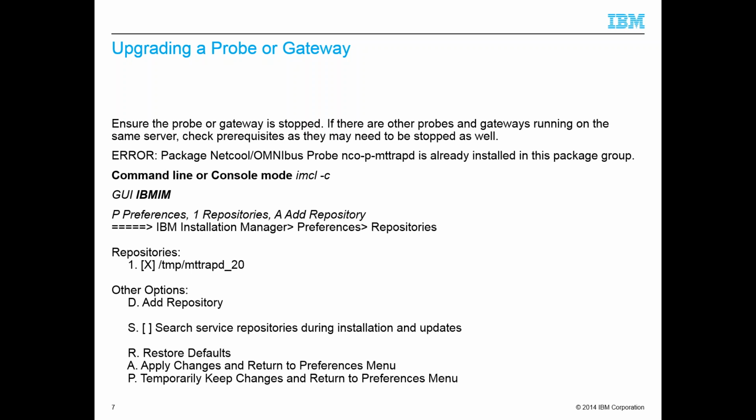And I wanted to point out that under repositories, if you don't have internet access, it's always a good idea to uncheck the S option. So the S option is Search Service Repositories during installation and updates. And what that means is that your installation manager will try to connect to Passport Advantage and search there for any installs and updates. It's always a good idea to uncheck that if you don't want to go out to Passport Advantage and download the latest. If you just want to use the local file-based, then make sure that the S option there is unchecked.